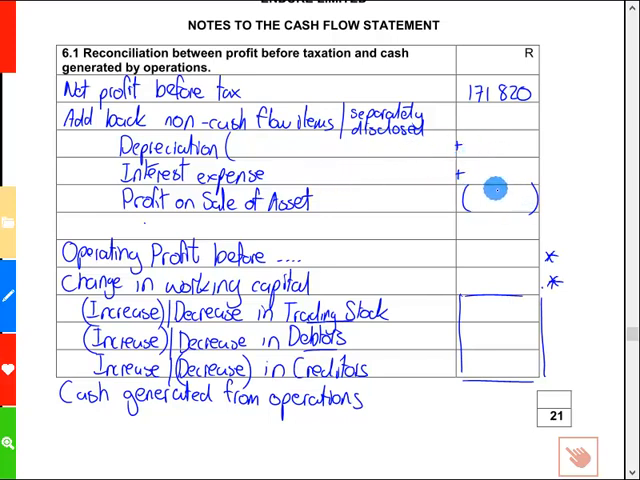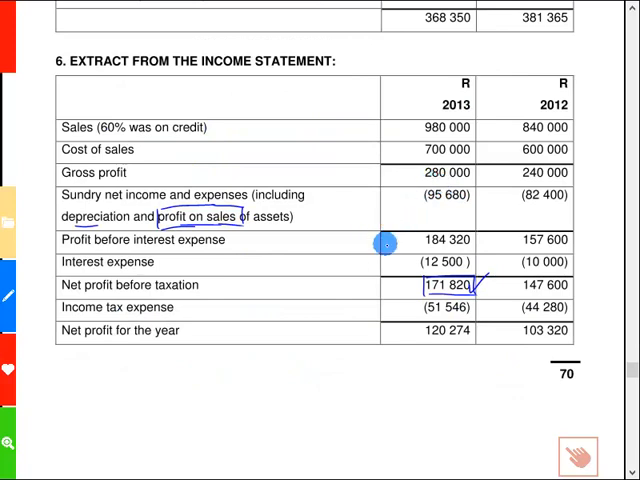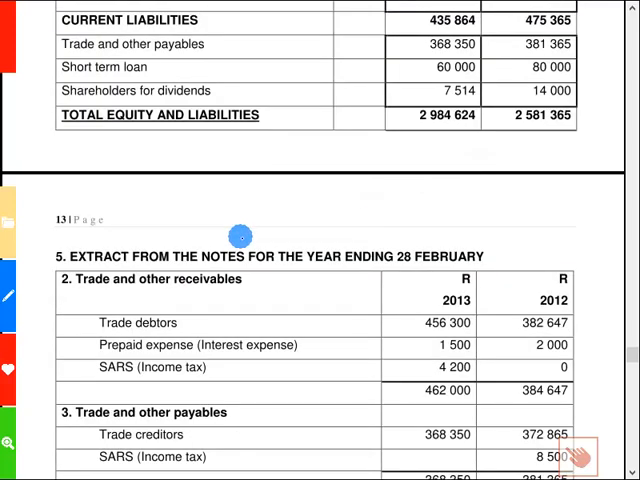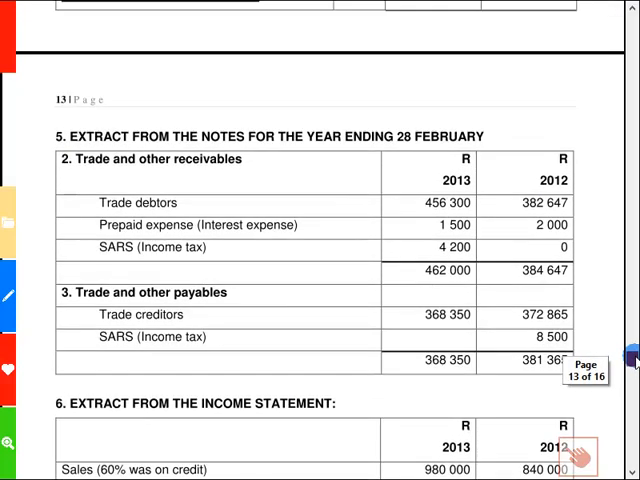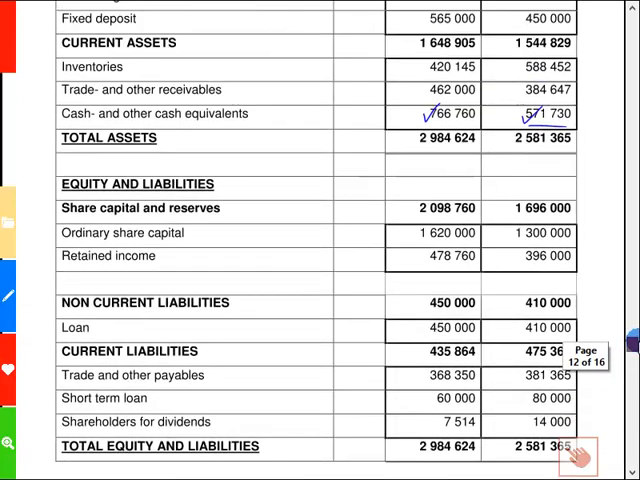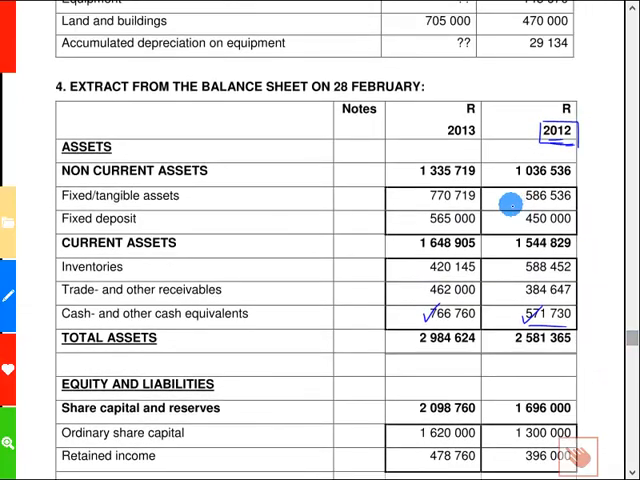Okay, let's go to our information. Now, that's where it ends. Now we need to find some information about depreciation and this profit on sale. So let's see if we can find that. We don't see anything here. Trade and other receivables, trade and other payables. Here's my fixed assets. We know it went from 565 to 450.